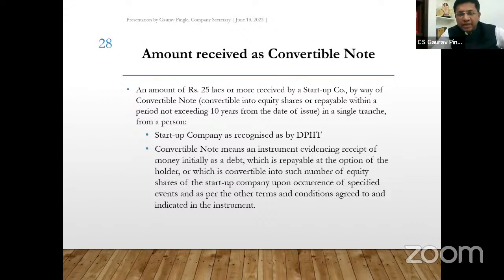Another important point is that it says 25 lakhs or more. So this is the only provision which talks about something more and not about less. It is generally 25 lakhs or less or 10 lakhs or less, but it talks about 25 lakhs or more. So anything above that becomes convertible notes, and therefore the provision is there.